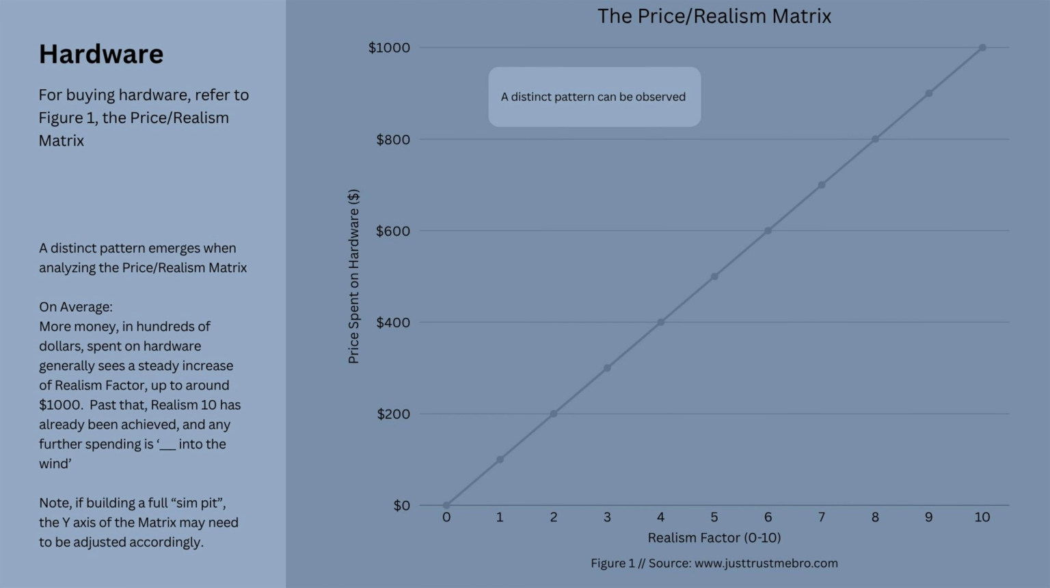More specifically in hardware, let's refer to Figure 1, the price and realism matrix. As you can see, there's a distinct pattern. The more money we spend, the more realism factor is achieved on average. If you see the note in the bottom left of the screen, if building a full sim pit, the y-axis of the matrix may need to be adjusted accordingly. To put it in simple terms, we're going to spend more money if we want to build a full simulation pit.